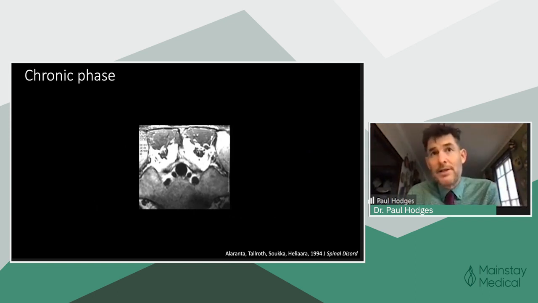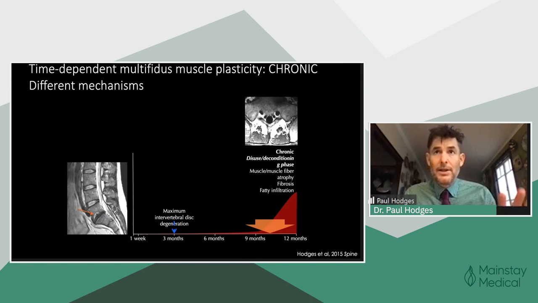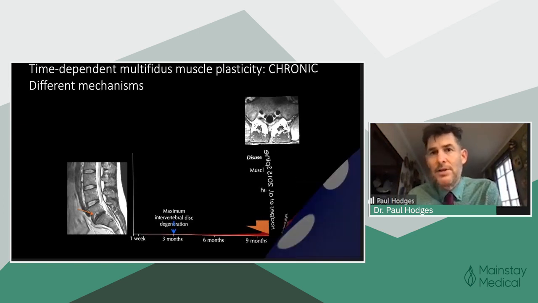And then if we move to the chronic phase, in this phase we have this massive introduction of adipose into the muscle. There is a complete loss of the structure of the multifidus muscle in many people. And what we have is this chronic disuse or deconditioning phase. And this is really going into the component where you really have the major structural muscle dysfunction because of disuse.